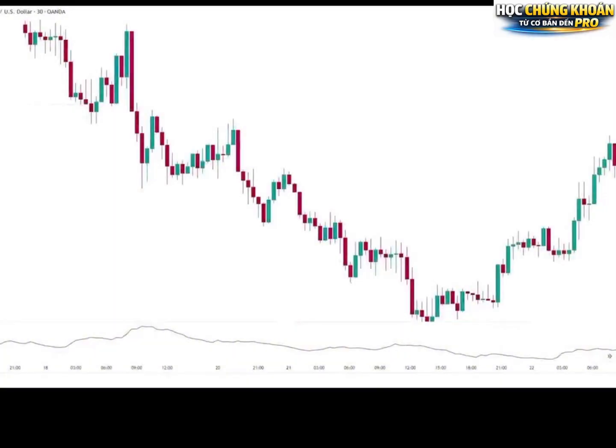Let's see another example. Here on the New Zealand dollar 30 minutes, we had a downtrend, and then the market made a double bottom and broke it to the downside. So first, we will draw a line on the close of the lowest candle of the double bottom pattern, and wait for the price to touch it.